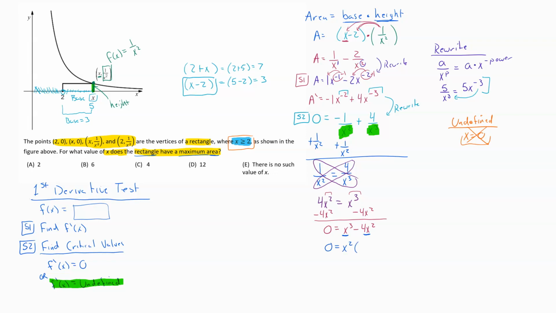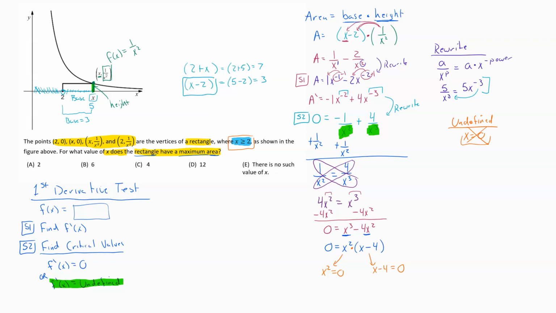That's going to leave me with just an x from the front here, minus, and then I pulled the x squared out, so that's going to leave me with a 4. The reason we do that is now that these two things are being multiplied, I can set both of those equal to 0 and solve those two little problems to find my critical values.